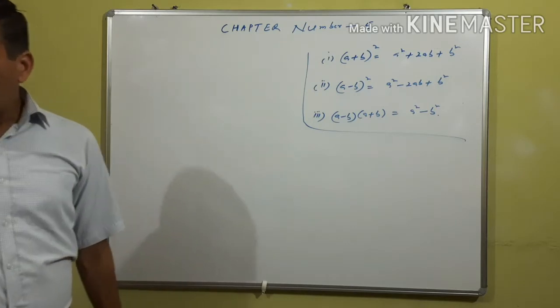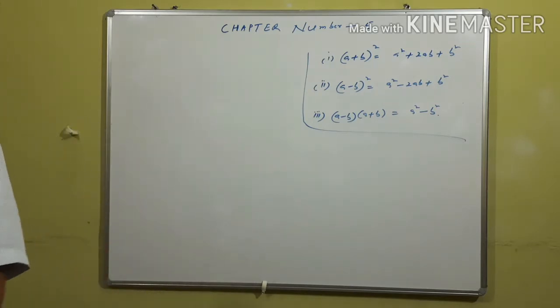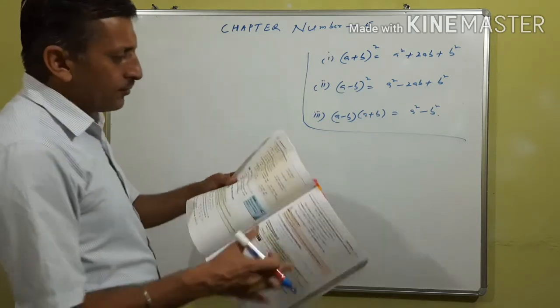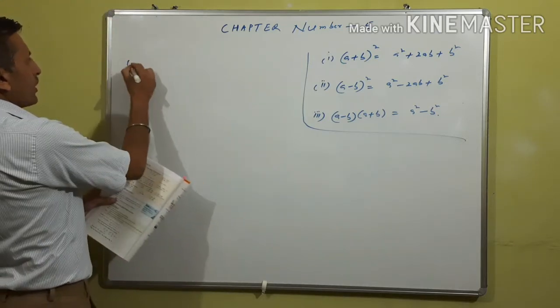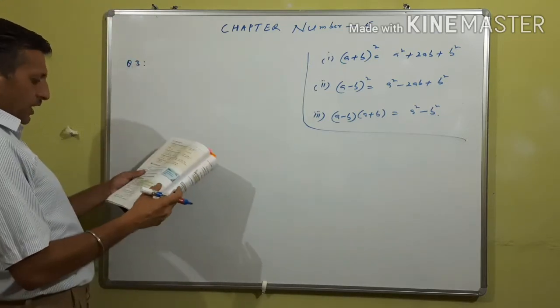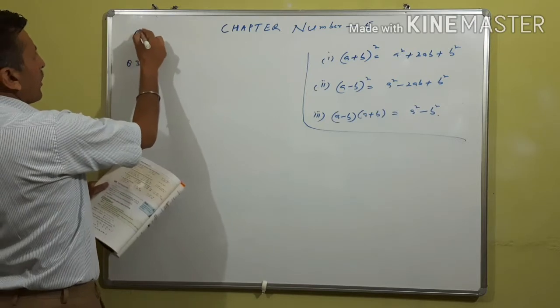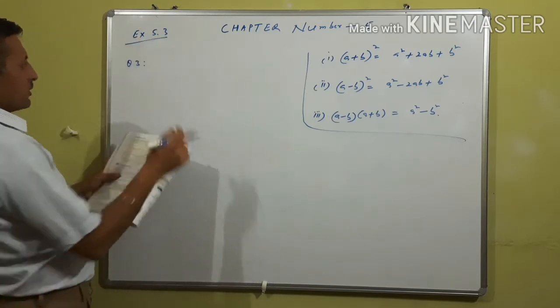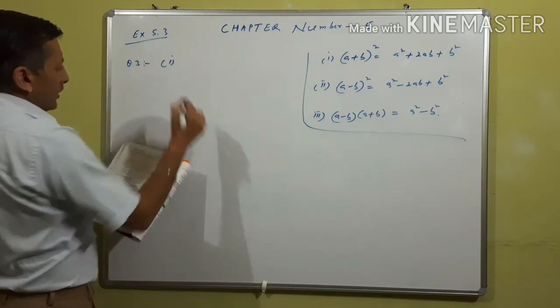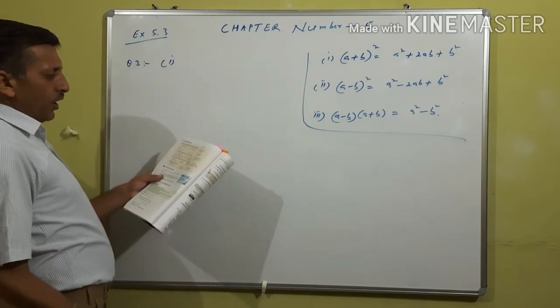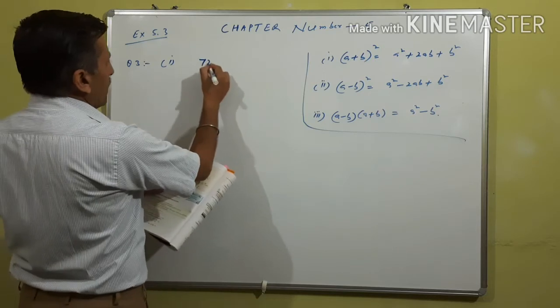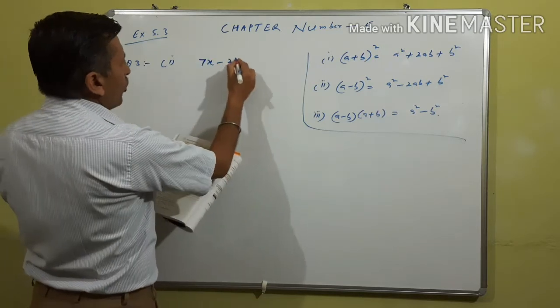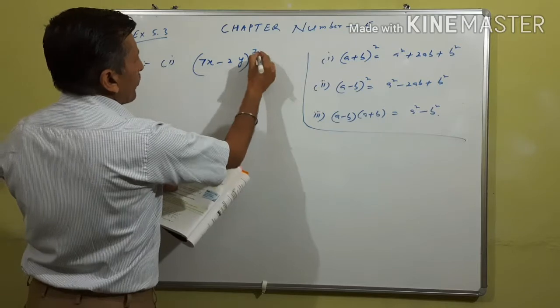Okay. After this, I am going to start with some questions from exercise 5.3. Suppose now I am taking question number 3 in the first part. This is question number 3 from exercise 5.3, the first part. In the first part, it says evaluate the following by using suitable identities: (7x minus 2y) whole square.